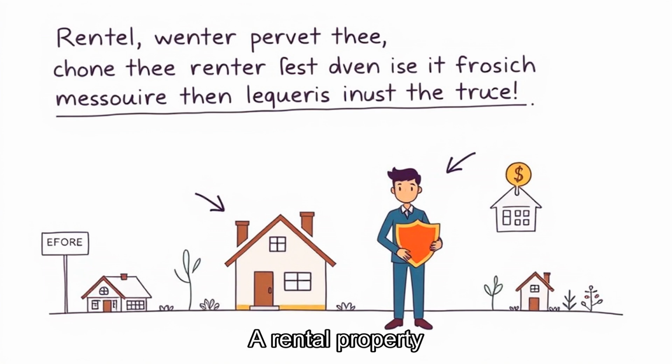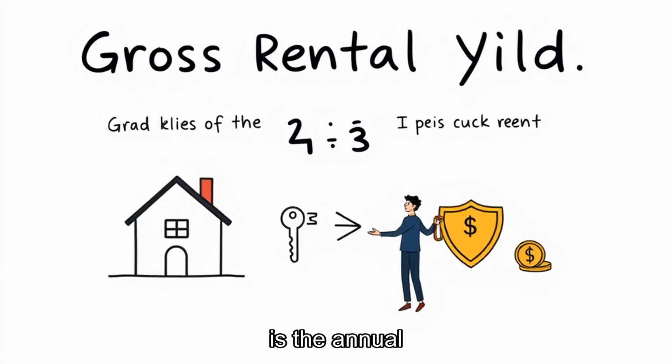A rental property can look profitable because the rent is high, but rent alone does not tell the truth. Rental yield compares income with the property's cost. It helps investors see whether the property is actually producing enough return. Gross rental yield is the annual rent divided by the property price.